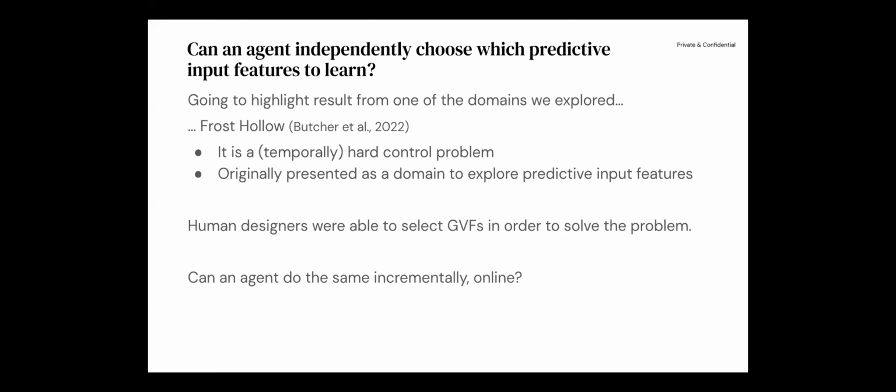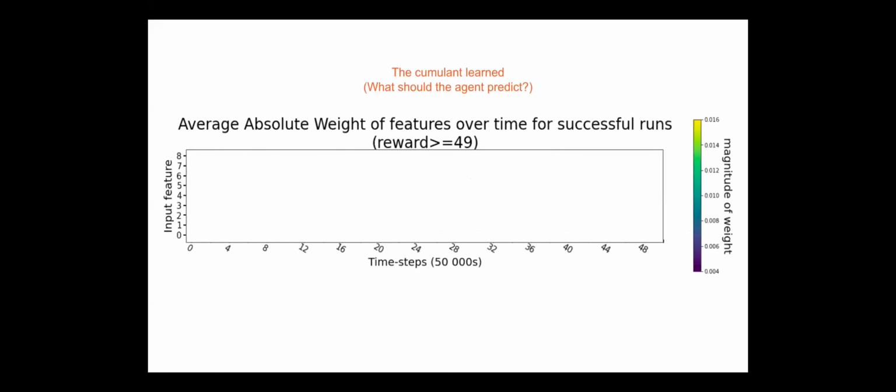So it was originally presented as a domain to explore predictive input features, particularly in relation to agent and human agent joint action problems. And in this case, human agents, or rather human designers, were able to select GVFs in order to enable an agent to solve the problem. So we're asking, can an agent do the same incrementally and online? And to do that, we are going to show you the cumulant learned. So what should the agent predict?